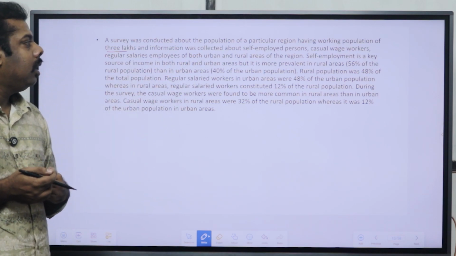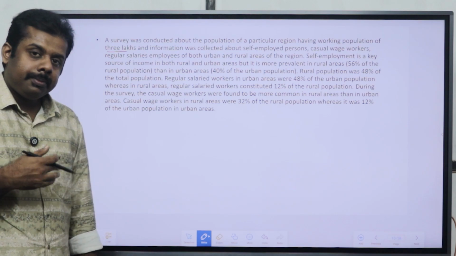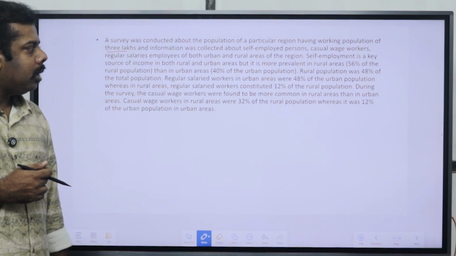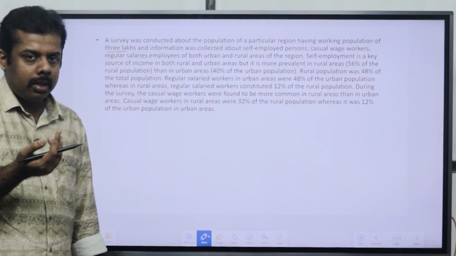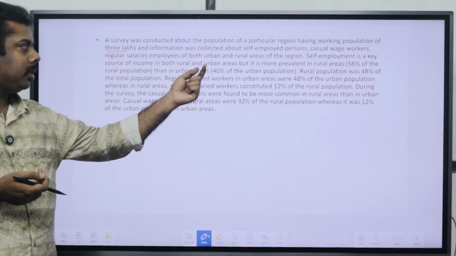Information was collected about self-employed persons, casual wage workers, and regular salaried employees of both urban and rural regions. Self-employment is a key source of income in both rural and urban areas, but it is more prevalent in rural areas, as they have told. It is 56% of the rural population.